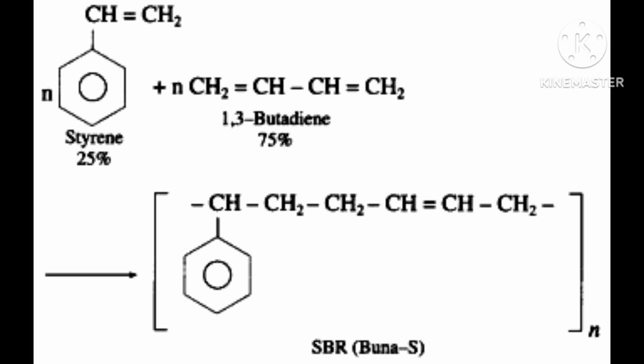And on each carbon NH2 is attached. There are 3 carbons, and on all 3 carbons NH2 is attached. This is actually melamine. Then melamine plus formaldehyde, that is HCHO.